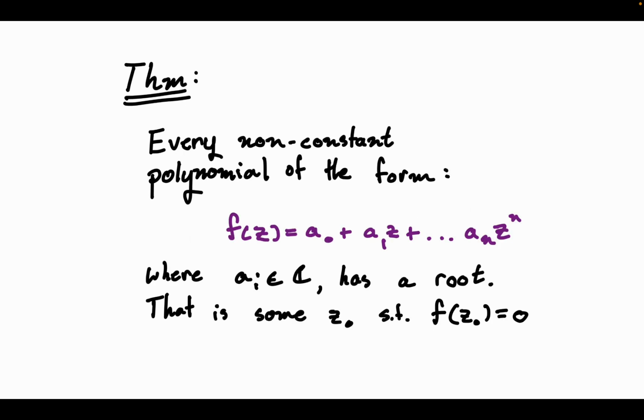Hello everybody. Today we're going to prove the fundamental theorem of algebra using Liouville's theorem, and we'll do it in about 4 short lines. So what does the theorem say? It states that every non-constant polynomial has a root, that is some z0 such that f of z0 is equal to 0. And of course we're talking about a complex polynomial with complex coefficients, which can be seen in purple.